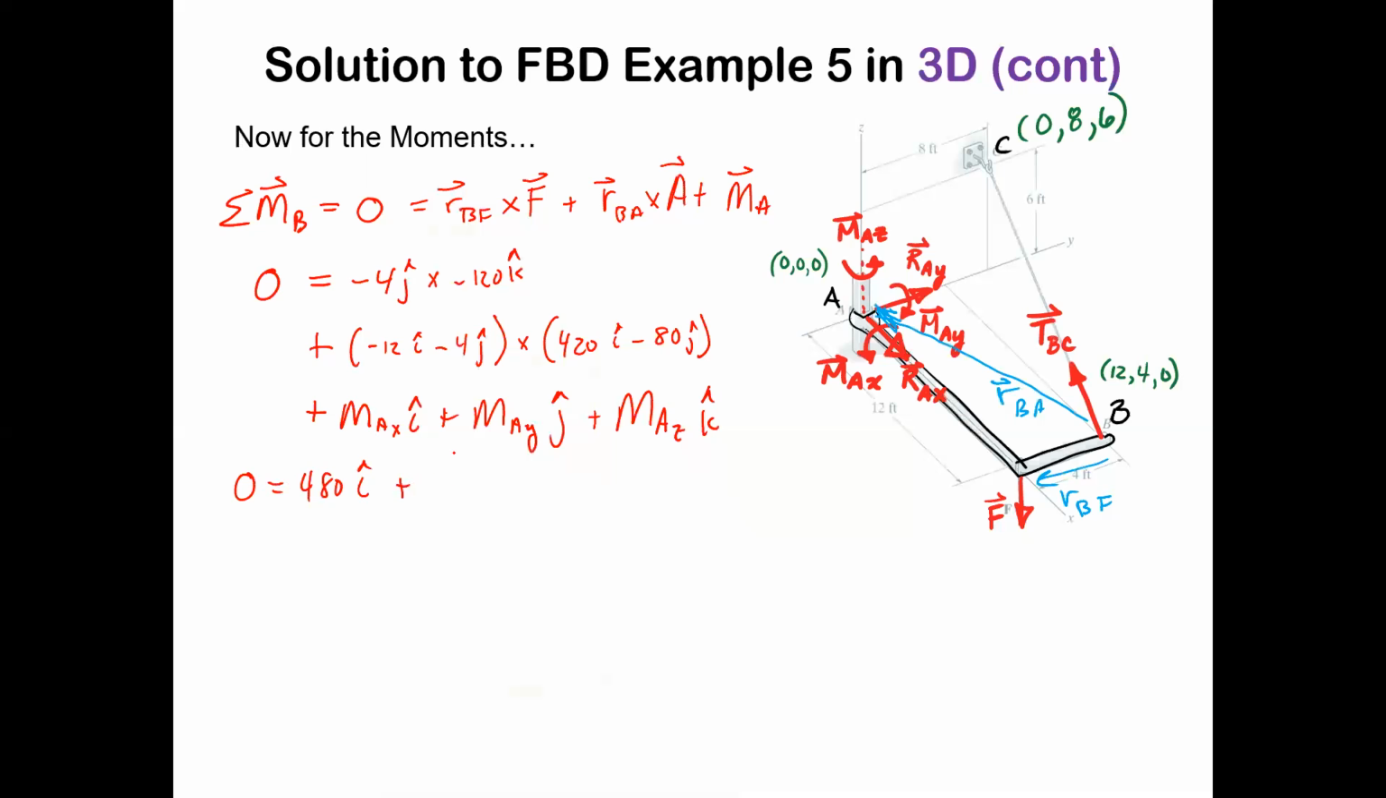plus 960. What is 960? 12 times 80. So that's I cross J, which is K. So that's going to give us 960K. We also have to do 4 cross, so J cross I. So J cross I, 4 times, that's going to give us 1680K.